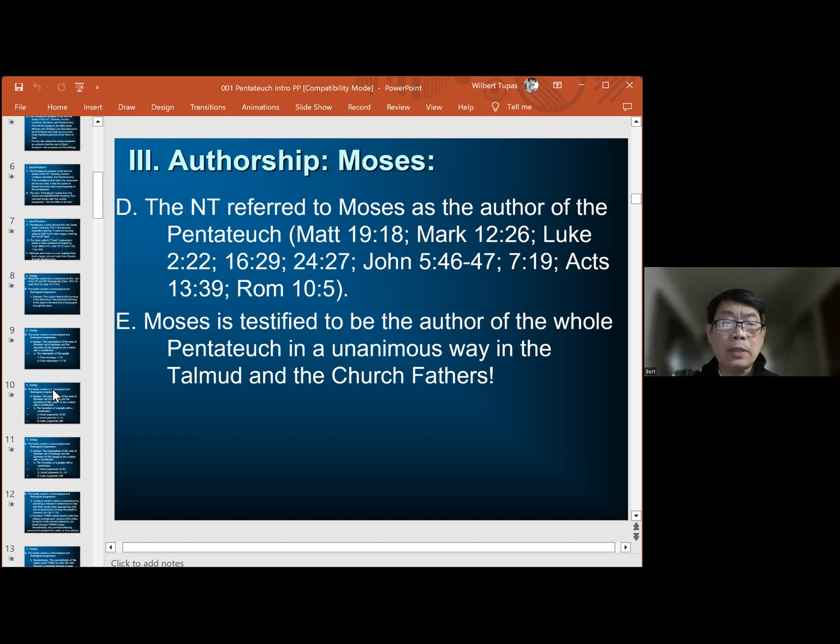And not only that, Moses is testified to be the author of the whole Pentateuch in the Talmud and by the church fathers. They affirm that Moses wrote the books of the Pentateuch. So tapos na tayo, mabilis, ano?